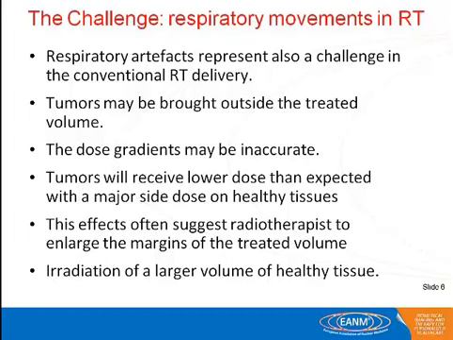This is really a challenge for radiotherapy delivery. Tumors may be brought completely outside the treated volume. The guidance may be inaccurate. The tumor will receive a lower dose than expected, with unwanted dose on healthy tissue. This effect often pushes radiotherapists to enlarge the margin of the treated volume, and so we have irradiation of a larger volume of healthy tissue. What does it mean? It means that we are using a really huge field to be sure to irradiate the tumors, but we also give a lot of dose to the healthy tissues around the tumors that we are going to treat.